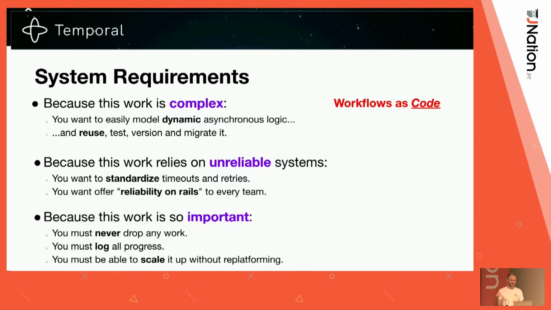We need to be able to define these business processes, these functions, in code so that we can reuse the code and test it and version and migrate it. Because this work relies on unreliable systems, we want to standardize timeouts and retries. We don't have to code it like we did for each feature that we're adding to our application. And we want to have a reliability on Rails that's available to every team in our org or our company. So we need microservice orchestration. Because this work is so important, we can never drop any work. So we use event sourcing under the hood.